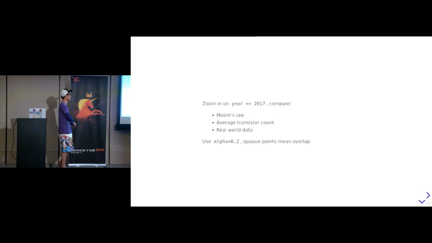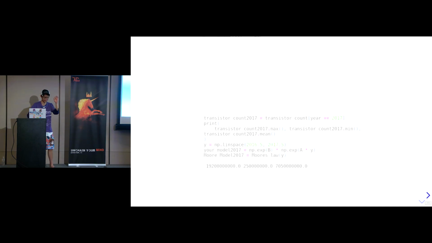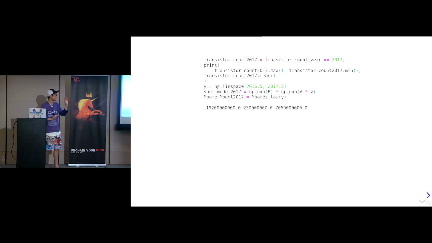Let's zoom in on our results, in particular, say 2017, and compare these three things again. To get a better idea of the scatter plot, the Python plot uses an alpha, which makes the overlap more visible. But before that, there's a little computation we have to do to narrow down the numbers.